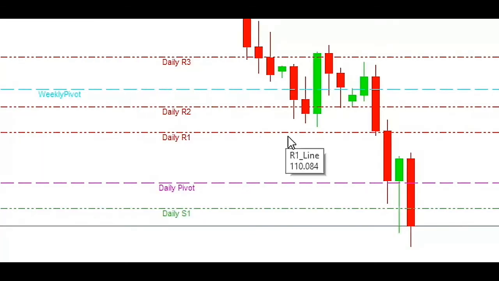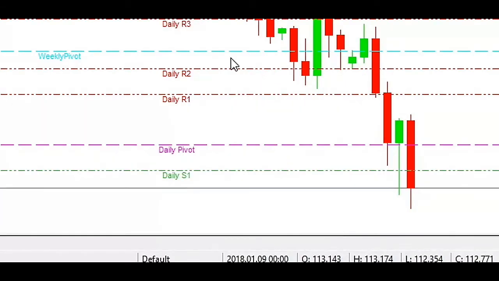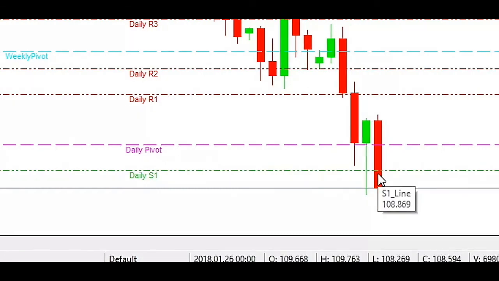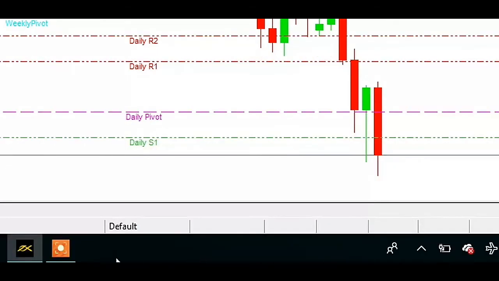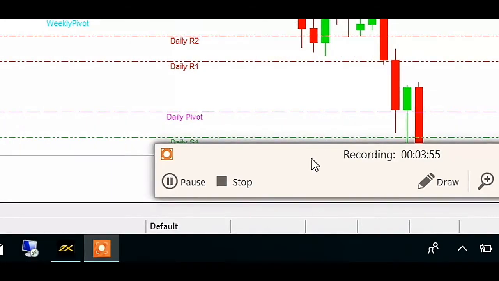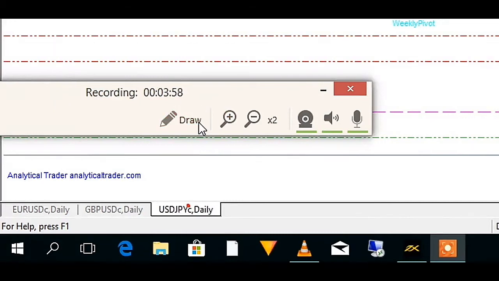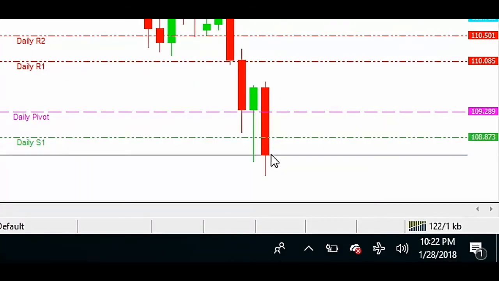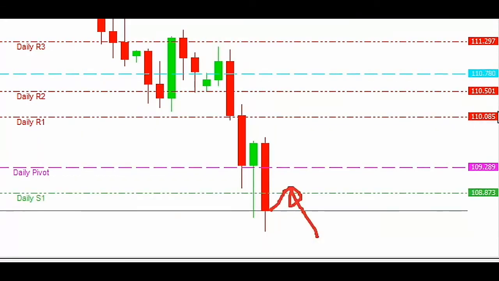In USD JPY, our support is already crossed, okay. So USD JPY has already crossed our support. So if the market is now at that position, if the market goes there and cannot cross this line, the market will go more down, okay. So I think our resistance is too far up at that position.